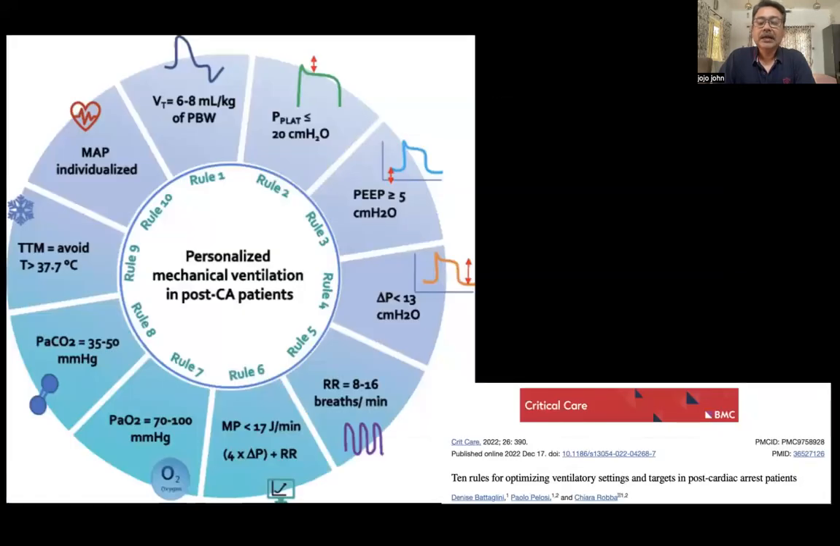So this is a paper which tells you the 10 rules for optimizing ventilatory settings. So low tidal volume, plateaus less than 20 if possible, PEEP at least 5, with a driving pressure of less than 13, respiratory rate, the lowest to maintain a PCO2, try to have a rate around 8 to 16, mechanical power less than 17 joules, PO2s, PCO2s, we have already said, and avoid hypothermia, and the BP has to be individualized.